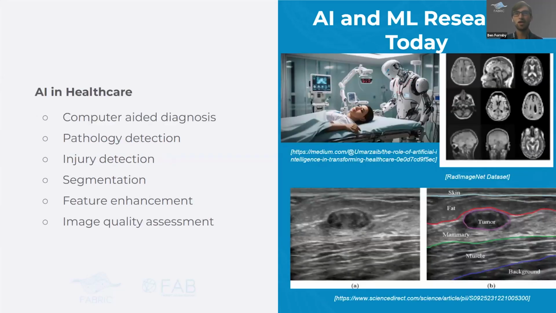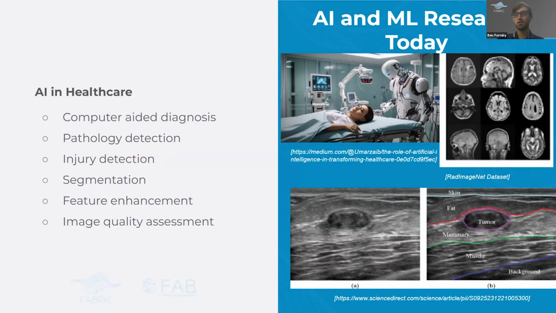And next, we see AI in healthcare. A lot of applications in healthcare today include computer-aided diagnosis. There's pathology detection and injury detection, where doctors are using models to help identify diseases or injuries like bone fractures and things of that sort. There's also more specific applications like segmentation methods for segmenting injuries or brain tumors in medical imaging. And then there are also applications like feature enhancement or image quality assessment to help the interpretability of medical imaging data.